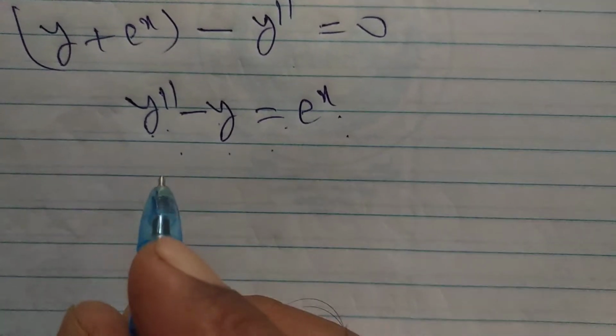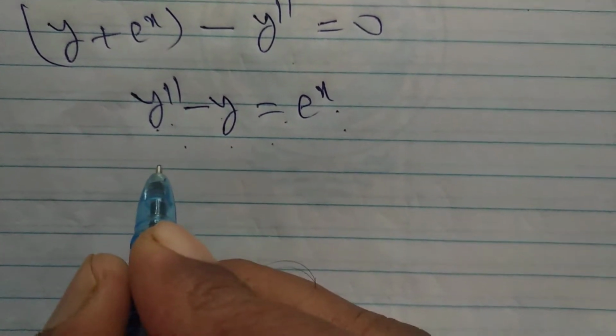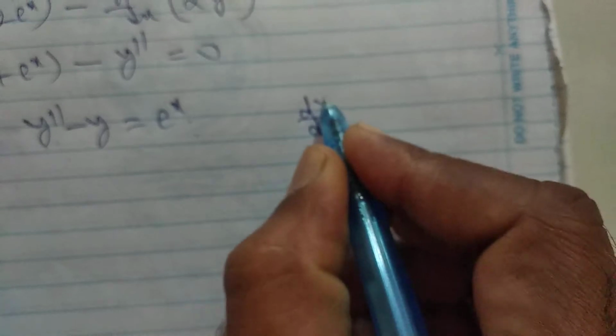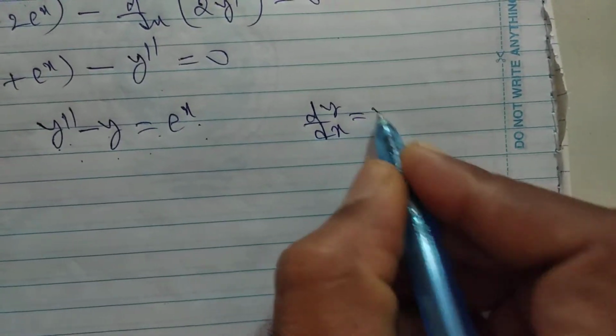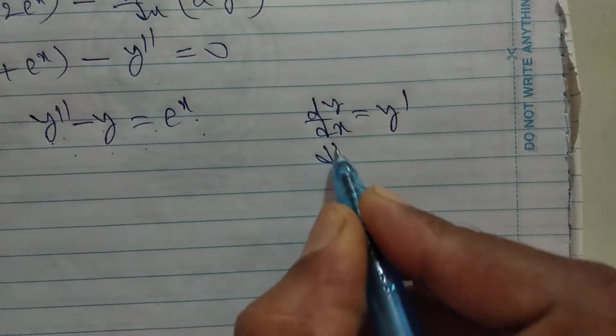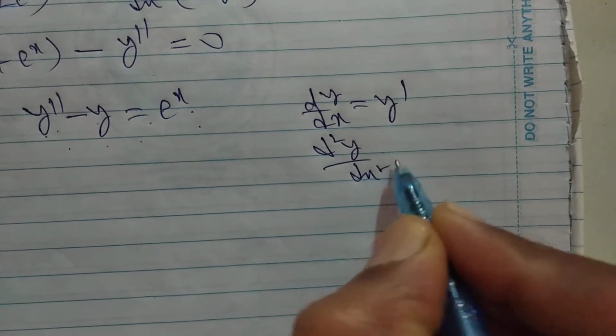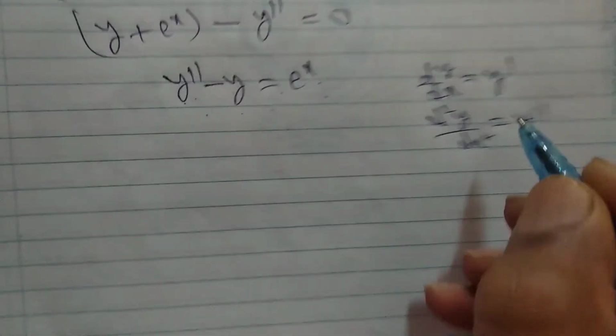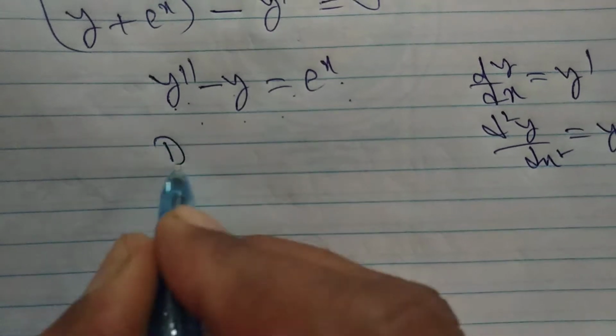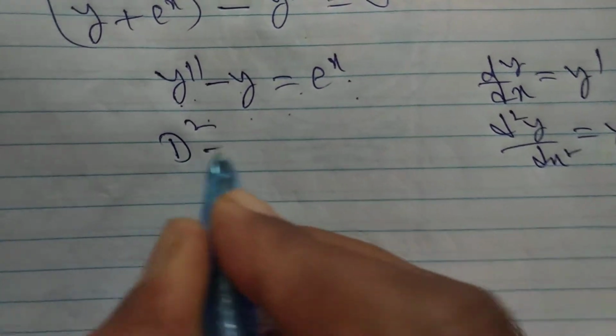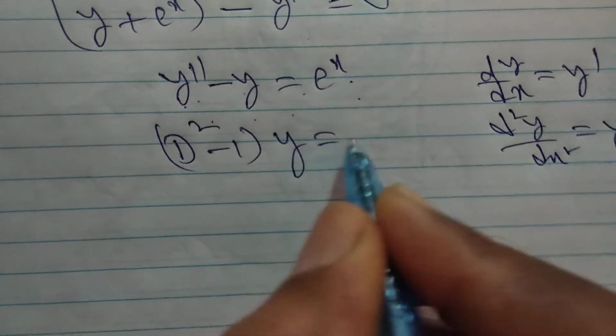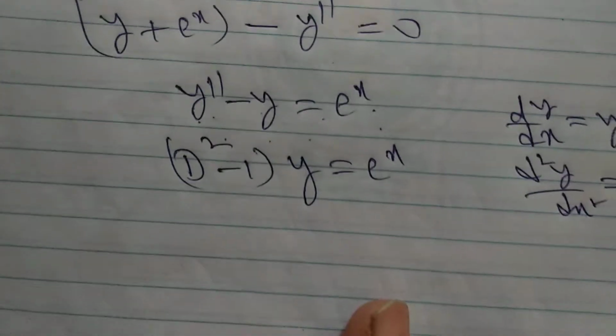This one you have to write in D notation. How to write D notation? dy/dx, already studied, can be written as y', and d²y/dx² can be written as y''. In D notation, this can be written as (D² − 1)y = eˣ. This one you have to solve.